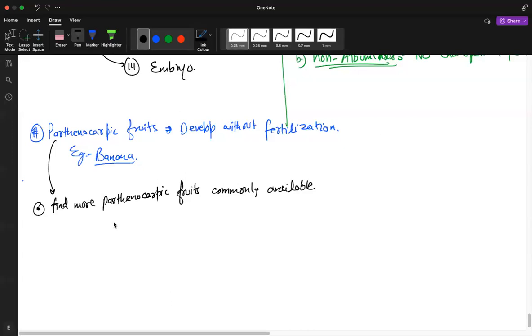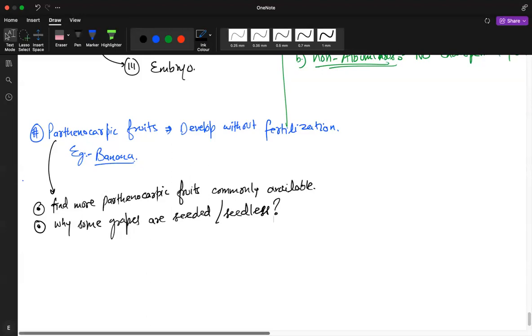Yeah, okay, so you have to find two things now. I'm giving you some common homework. Find some more parthenocarpic fruits commonly available, and why some grapes are seeded versus some are seedless. You have to find this answer. And it's very interesting. Just go and figure it out, okay?